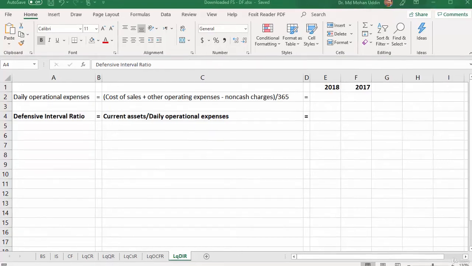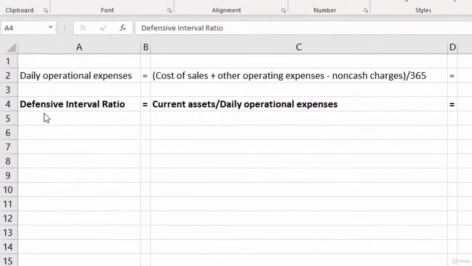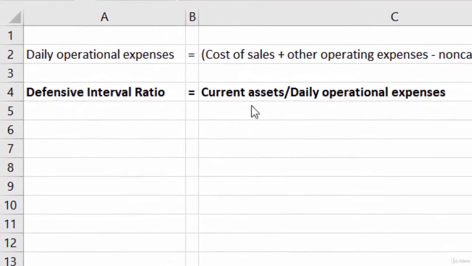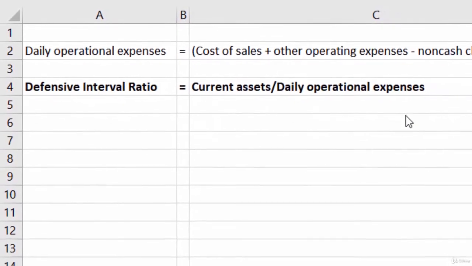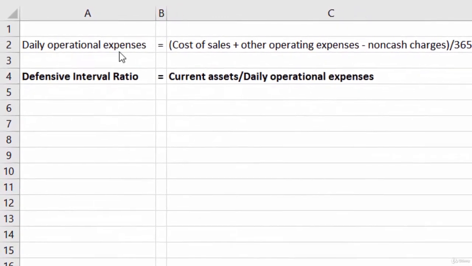One of the liquidity ratios is the defensive interval ratio. To calculate the defensive interval ratio, we have to divide the current assets of the company by daily operational expenses. The daily operational expenses will be varying throughout the year, so we will try to get an average of the operational expenses. Before we calculate the defensive interval ratio, therefore, we need to calculate the daily operational expenses first.